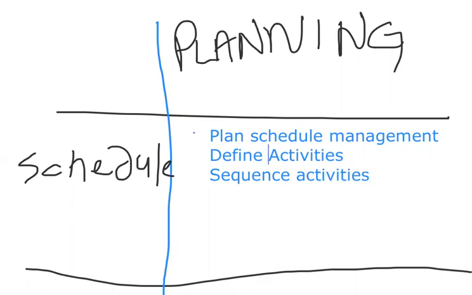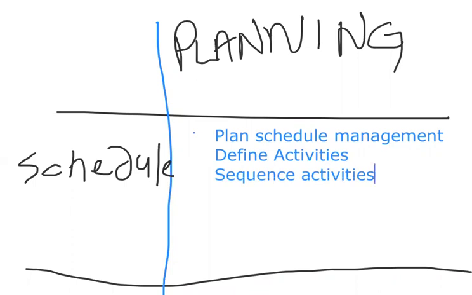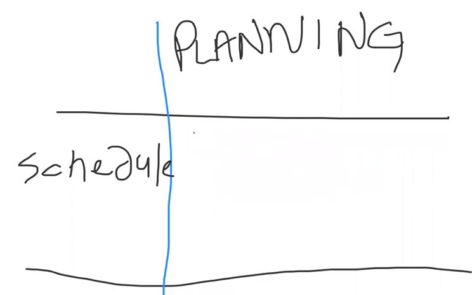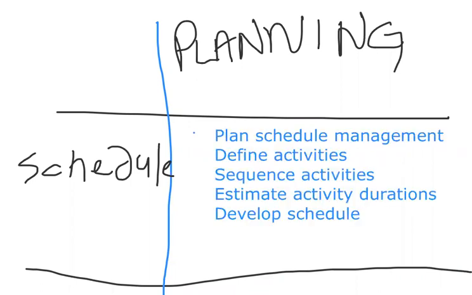The next one is estimate activity durations. And the final one is develop schedule. And those are the 5 things I was looking for. Very good.